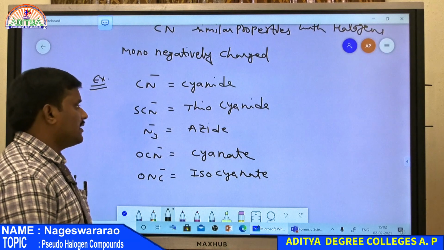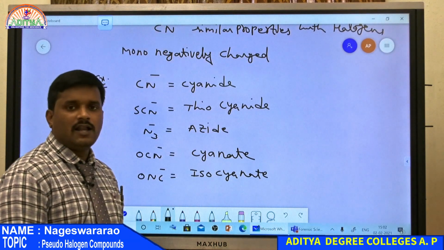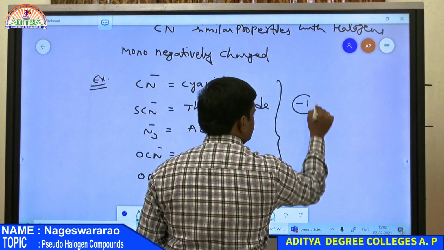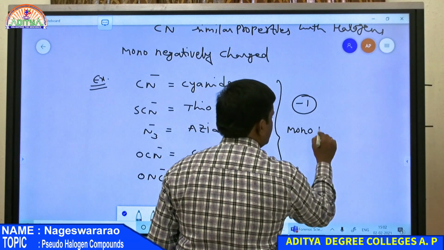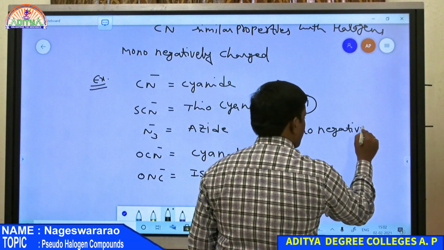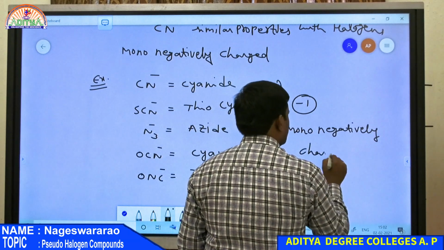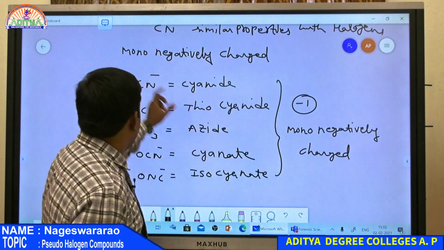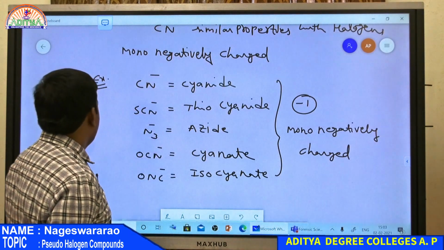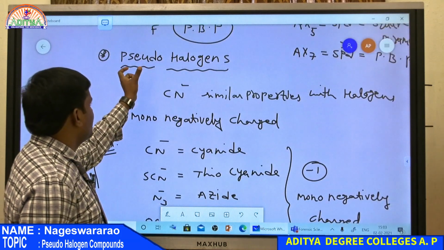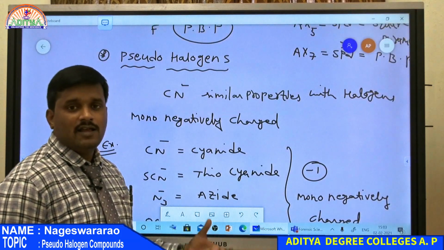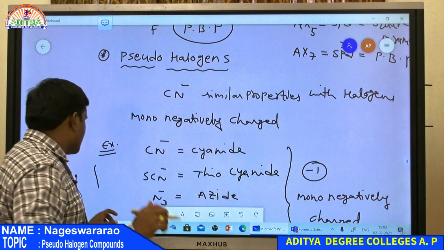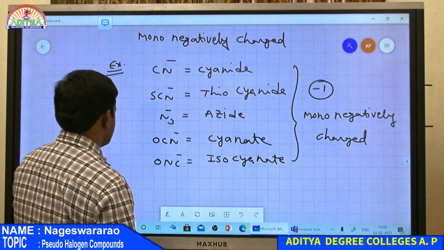So cyanide, thiocyanide, azide, cyanate, and also isocyanate. All these have a -1 charge, that is, mono negatively charged ions. That is why all these are examples of pseudo halogens. Pseudo means not equal to halogens, but these have the same formula as well as the same physical properties as halogens. So now, what are the physical properties of pseudo halogens?